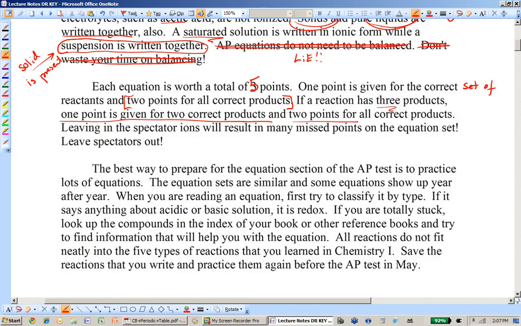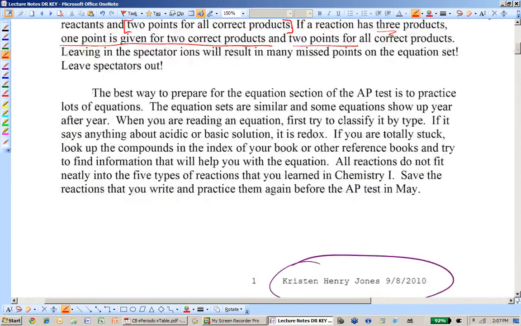Leaving in the spectator ions is a really bad idea because it's going to result in many, many missed points on the equation set. So leave the spectators out. The best way to prepare for this is twofold. First of all, practice, practice, practice.